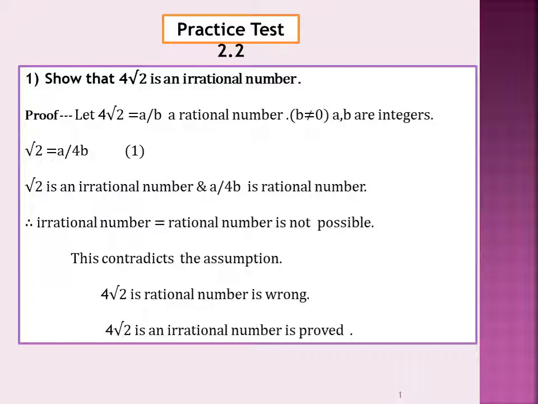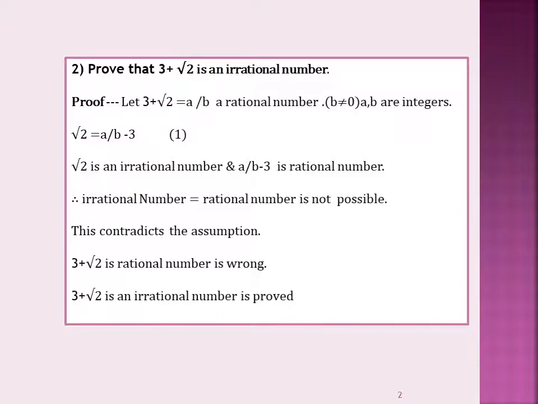What is our assumption? Our assumption is that 4 root 2 equal to a upon b is a rational number. This is wrong. And if 4 root 2 is a rational number is wrong, then 4 root 2 is an irrational number, and this is what is proved here. Now see, the same type of proof for the second equation.